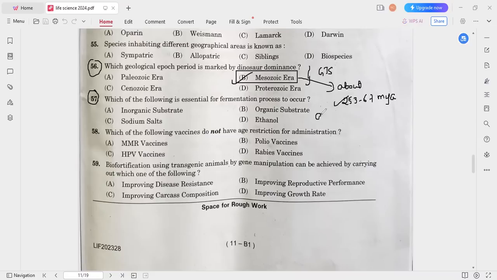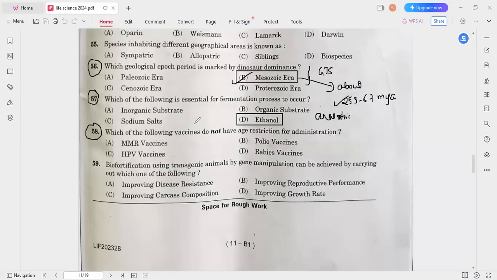So in anaerobic fermentation, the essential product is ethanol. So that's why option D, ethanol, is the correct answer for question number 57. Now let's move on to the next question, question number 58.